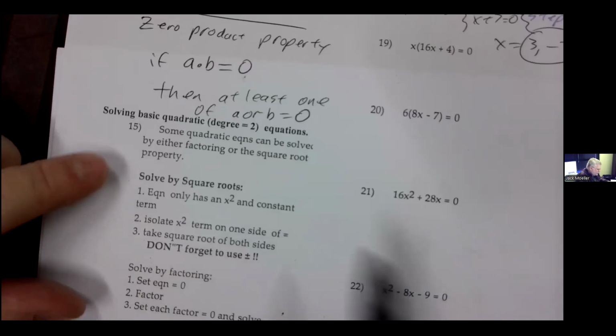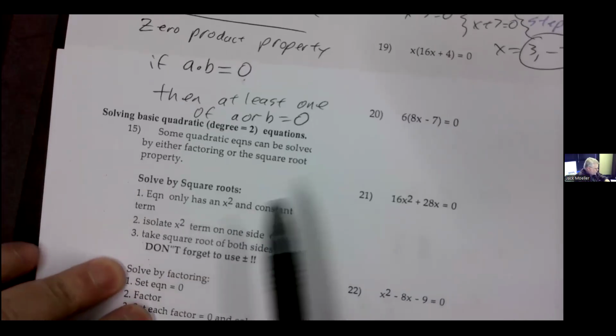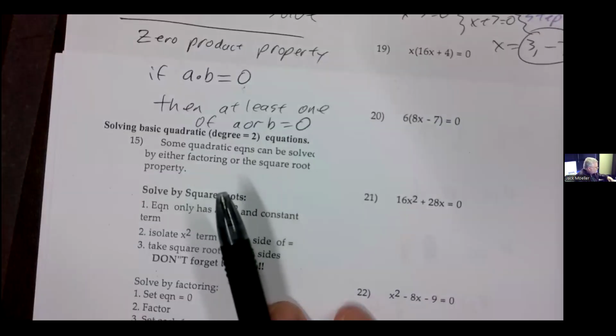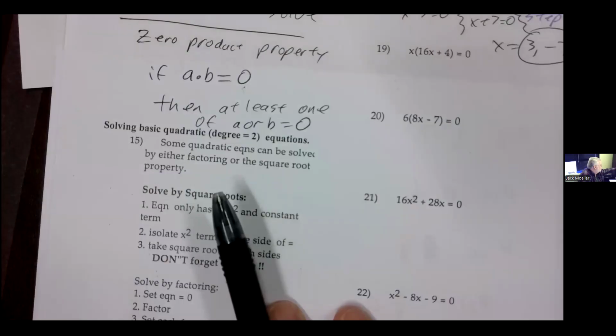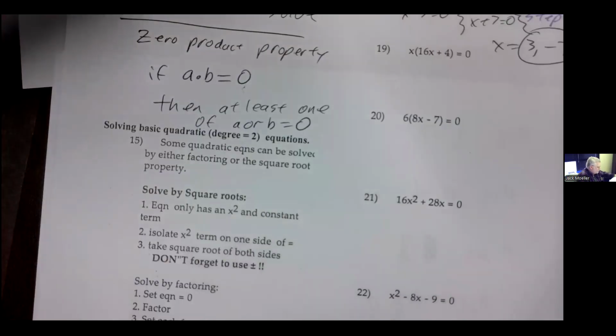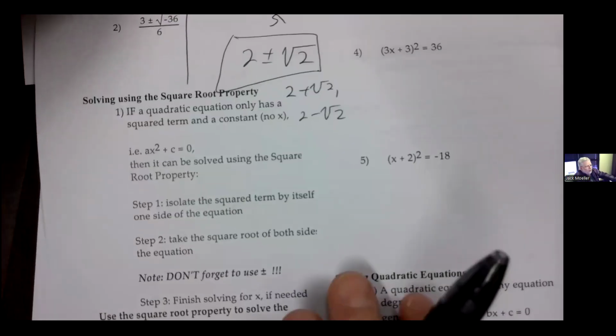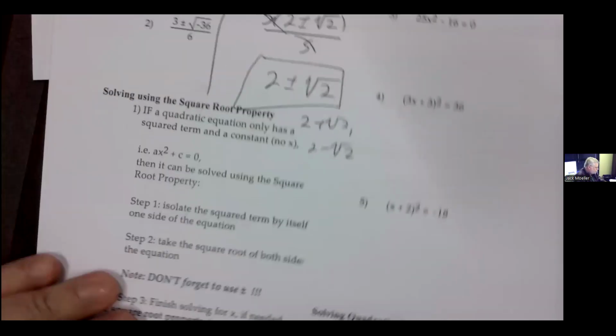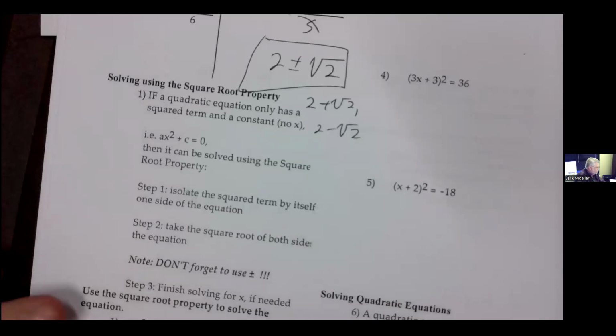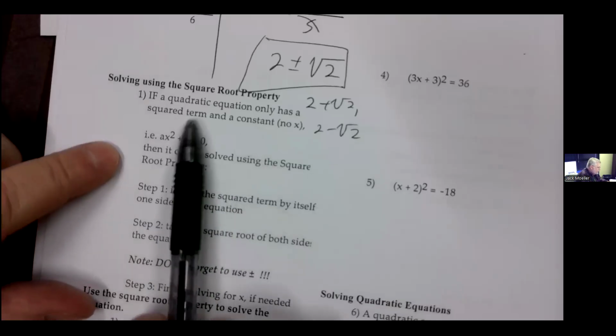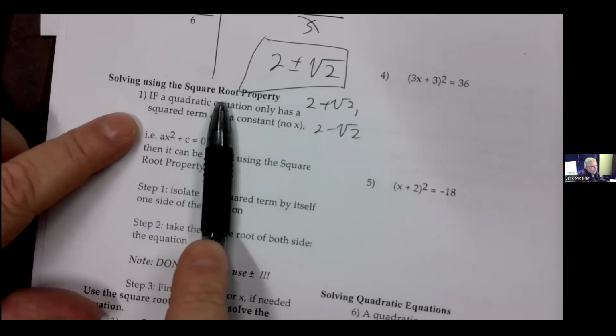Okay, so I'm back to the 1, 2, 3 handout. Sorry, these are the notes in the new handout that I put out. I think it's written out a little better. So, solving by square root property.